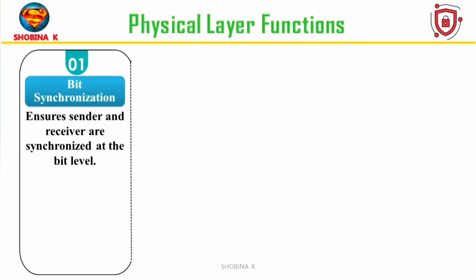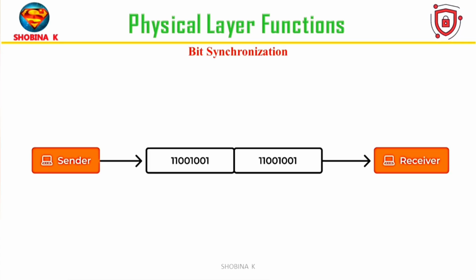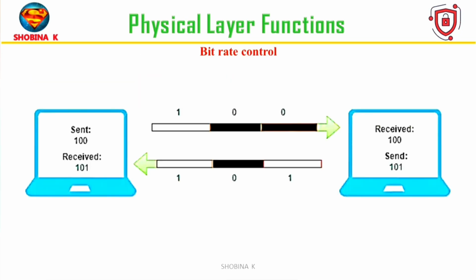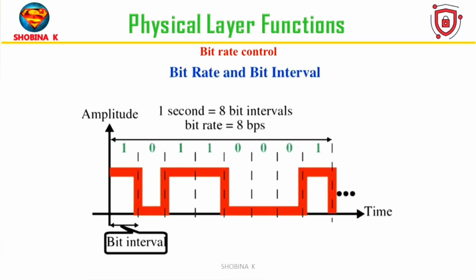Now let's understand the responsibilities of physical layer. First, bit synchronization. The physical layer ensures that both sender and receiver are in sync with respect to timing, so they can accurately transmit and receive data signals. Next, bitrate control is another key function of physical layer. It defines how fast data is transmitted over a communication channel, and typically it is measured in bits per second.